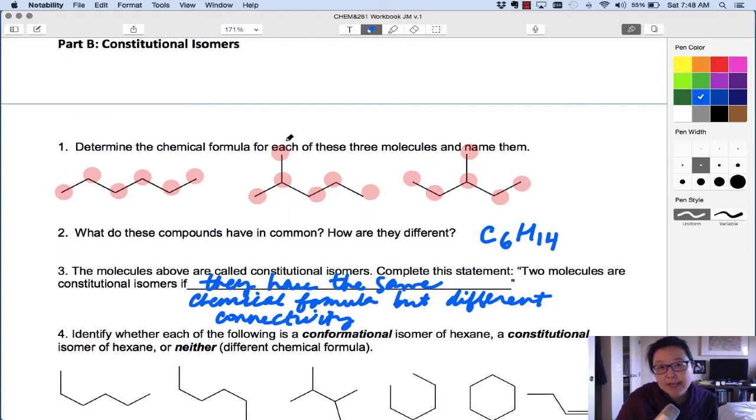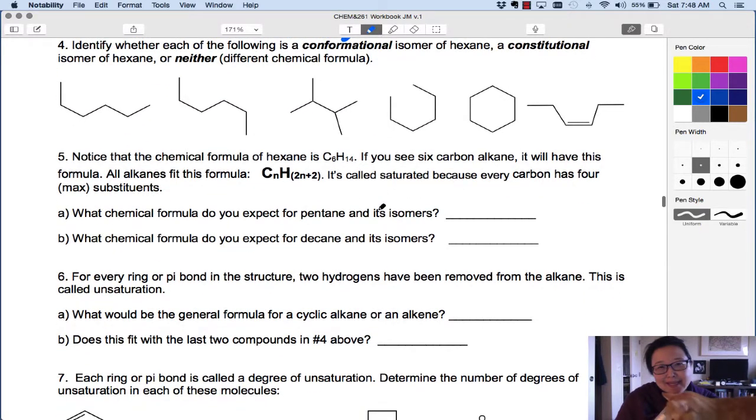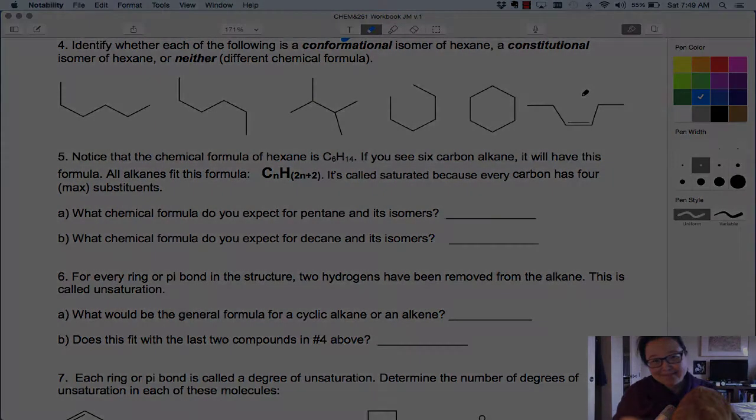One hint is that sometimes it's hard to tell, so I usually name it, and I tell by saying, oh, this is n-hexane, this is 2-methylpentane, and 3-methylpentane. So that's a really easy way to tell. Go ahead and take a minute and see if you can determine which of these are constitutional isomers of hexane.